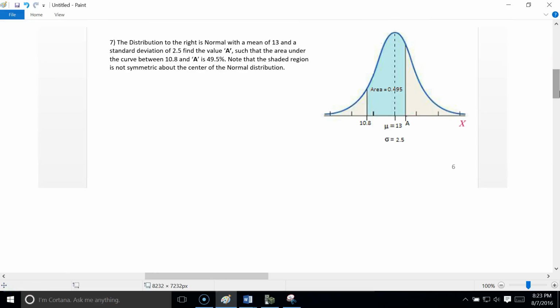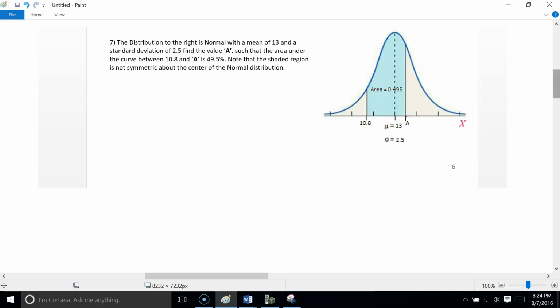Okay, moving on. Okay, number 7. The distribution to the right is normal with a mean of 13 and a standard deviation of 2.5. Find the value of A such that the area under the curve between 10.8 and A is 49.5. Note that the shaded region is not symmetric about the center of the normal distribution. Okay, so we got to study this picture here and try and come up with a game plan.